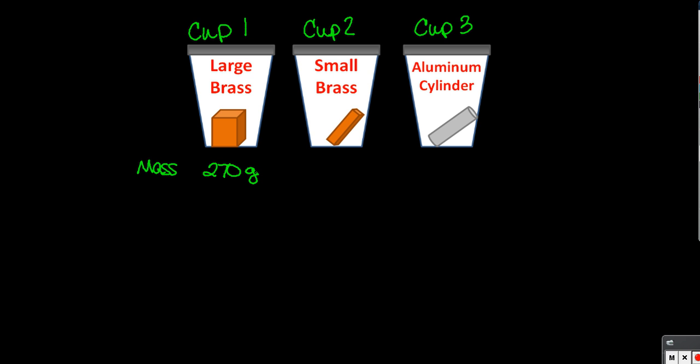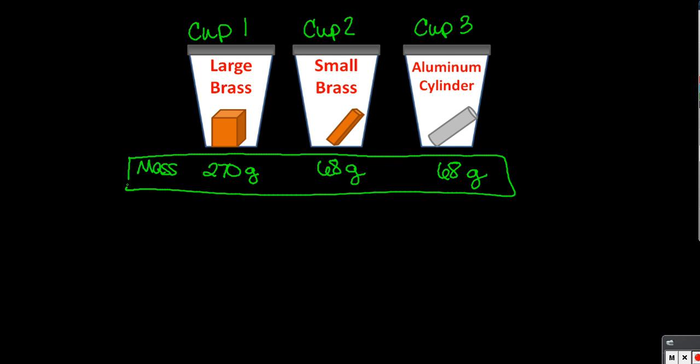Okay. The small brass cube, the mass was about 68 grams. And then the aluminum cylinder, it had the same mass as the small brass cube, 68 grams. About. Your data was a little bit different. All right. Okay. So these two had a mass that was the same.